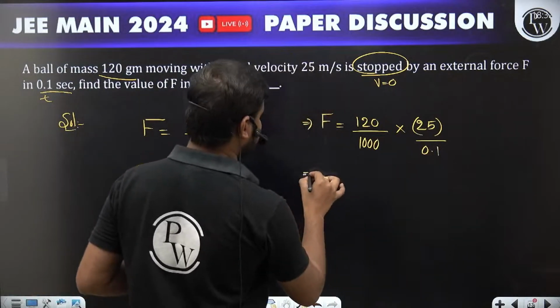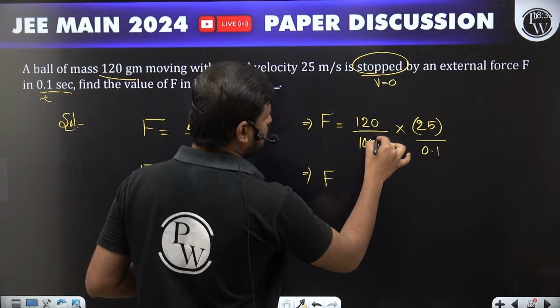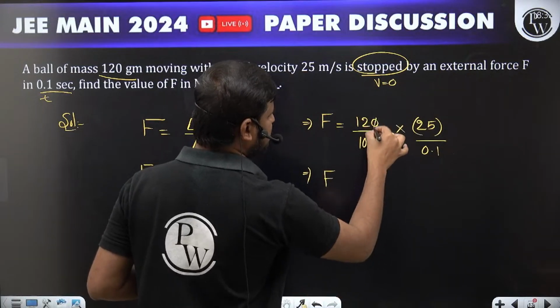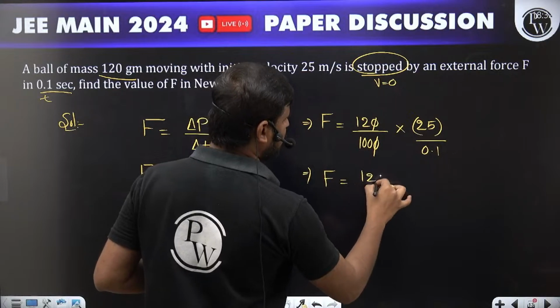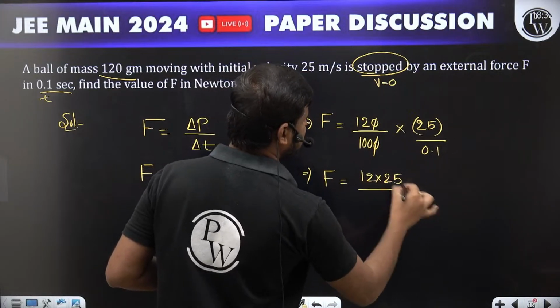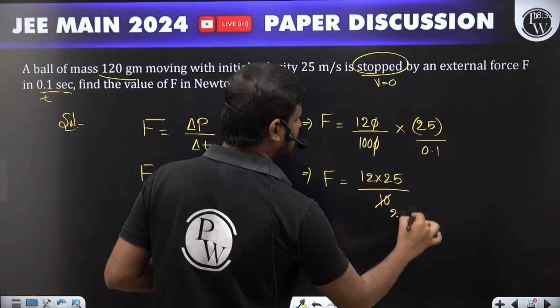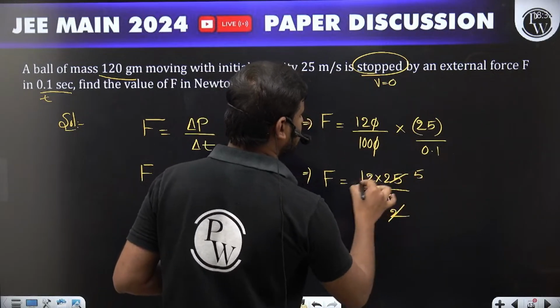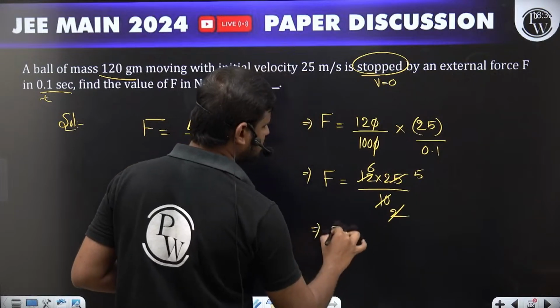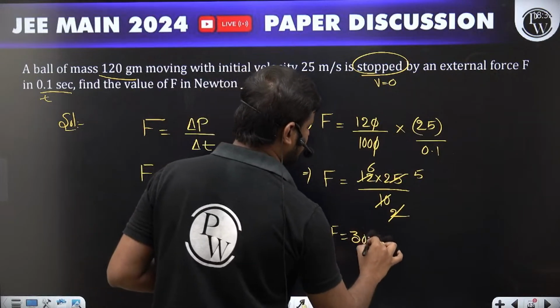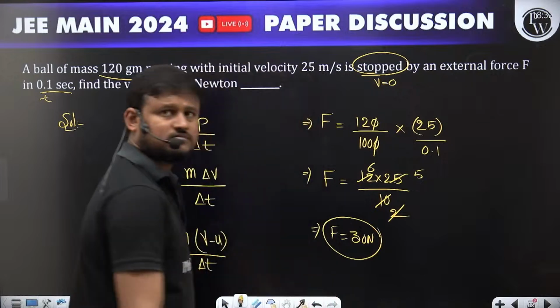Now do the basic calculations here. So 10 cancels. 12 into 25 by 100 into 0.1, which is 10. So 5 2s are 10, 5 6s are 30. So F is equal to 6 into 5, 30 newtons. Easy question.